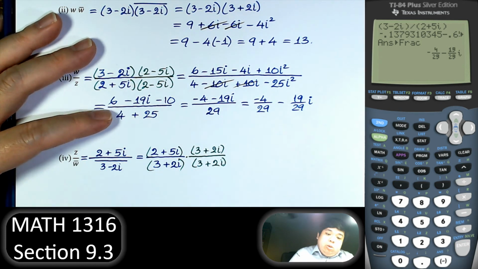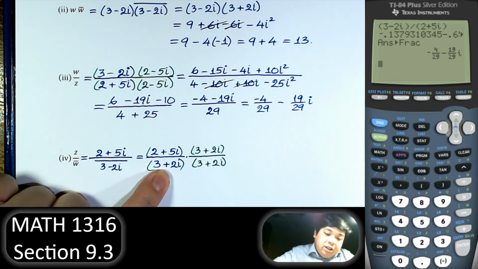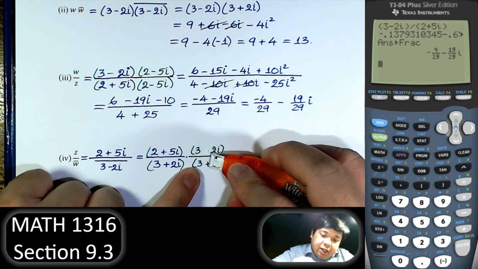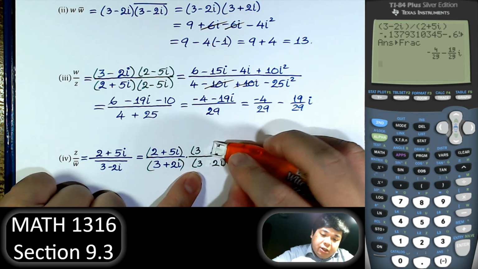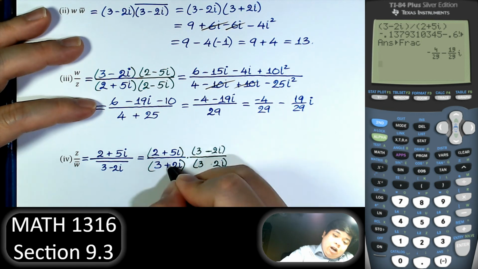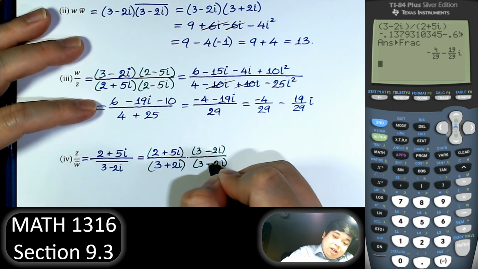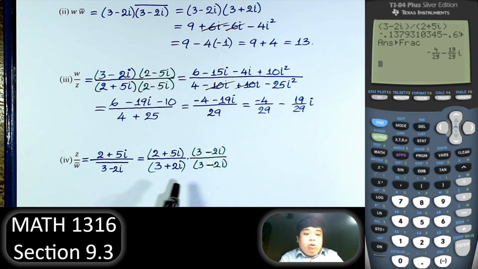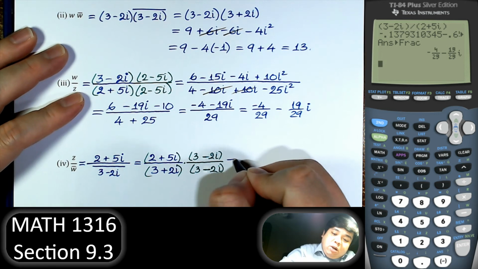Notice that this should be minus, right? Wait, that is a conjugate. So remember, what we multiply by is the conjugate of whatever the denominator is. So in that case, we multiply by 3 minus 2i. The denominator is 3 plus 2i, and we multiply by its conjugate, which is 3 minus 2i. Now multiply it out.